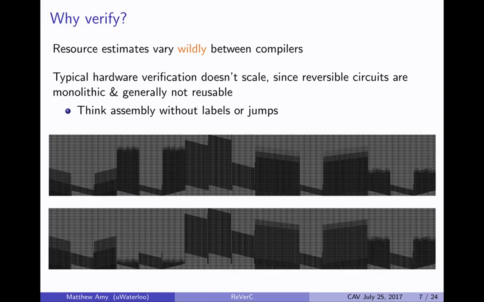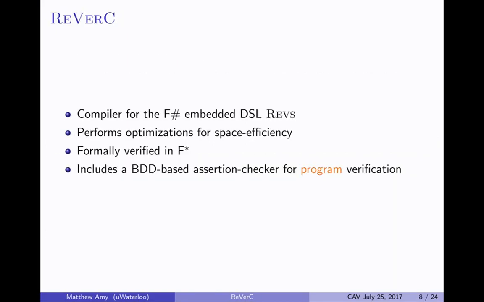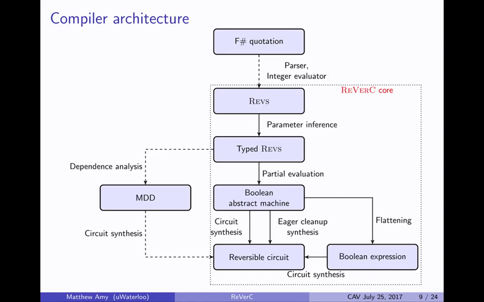you can verify separately. So what we did is we developed this formally verified reversible circuit compiler using F*, like Everest. We do actually have a mechanism for program verification as well as the compiler verification, where we can check assertions using just standard BDD-based techniques. Nothing too interesting there, so I'm only going to talk about the verification of the compiler.